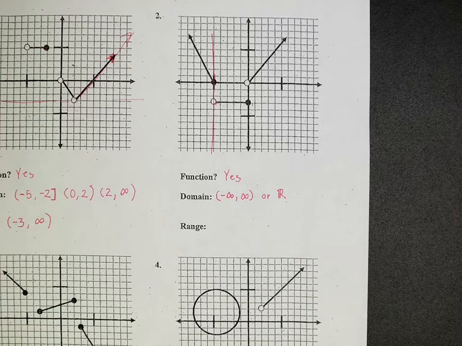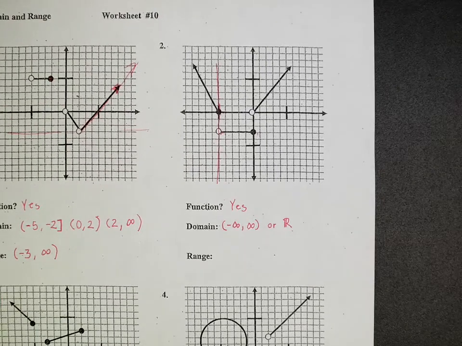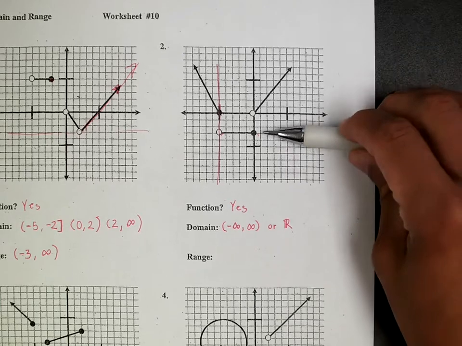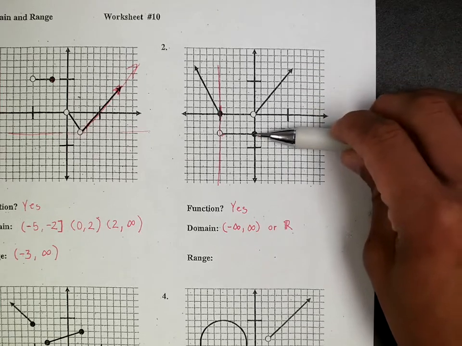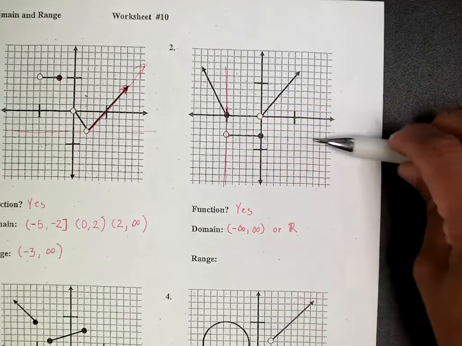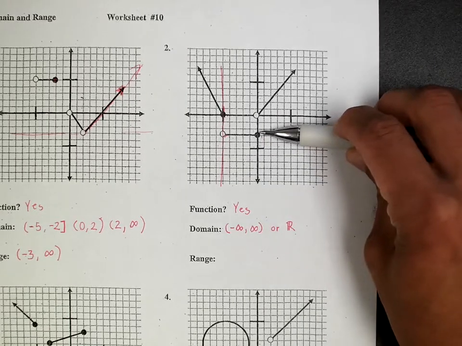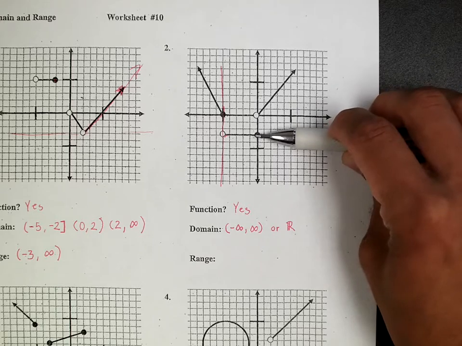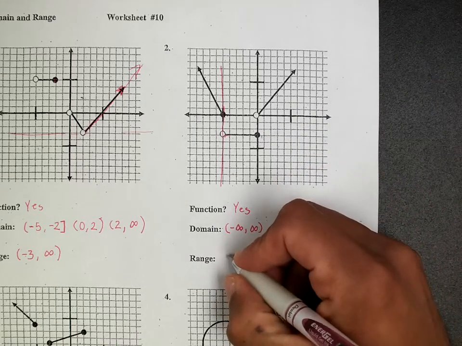Now the range is going to be a little bit different. For the range, we're going to look for the lowest y value on here. And if you look at it, this is the lowest point on this graph, which in this case would be -3. Now it doesn't matter there's a hole there because there's a filled-in point right here. So this would be between -3.